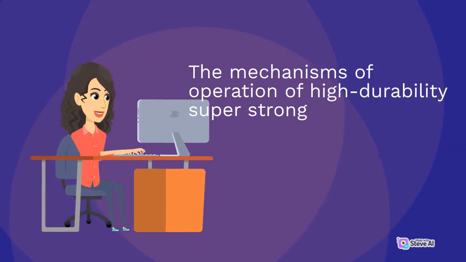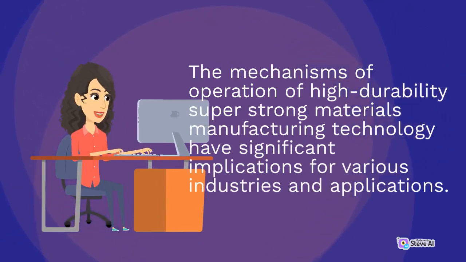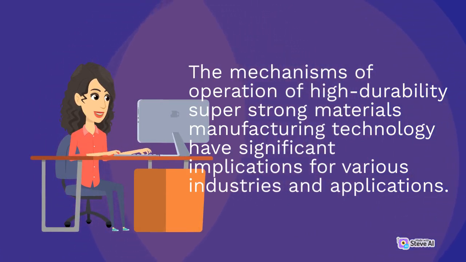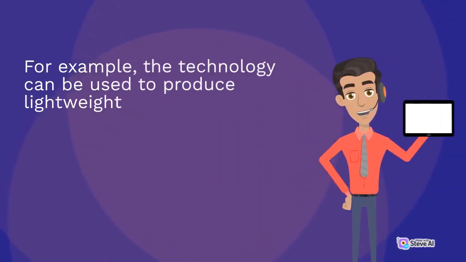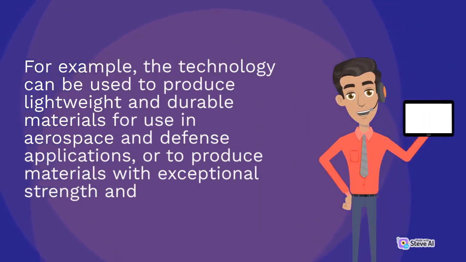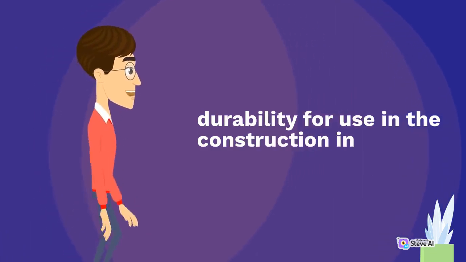The mechanisms of operation of high durability super strong materials manufacturing technology have significant implications for various industries and applications. For example, the technology can be used to produce lightweight and durable materials for use in aerospace and defense applications, or to produce materials with exceptional strength and durability for use in the construction industry.